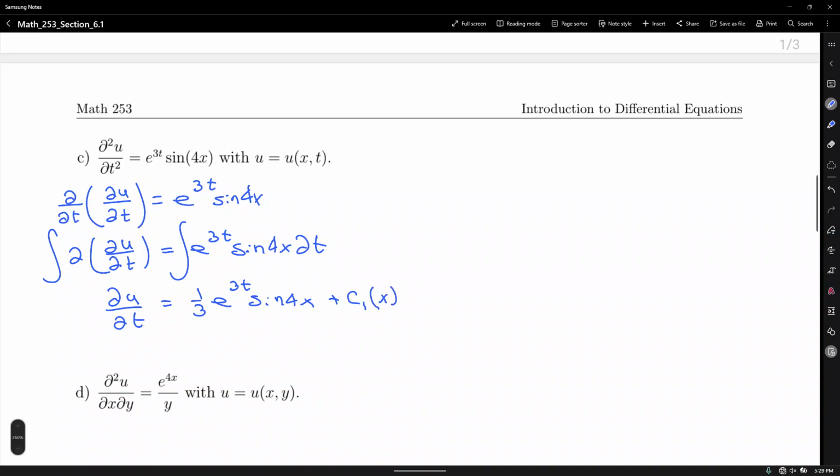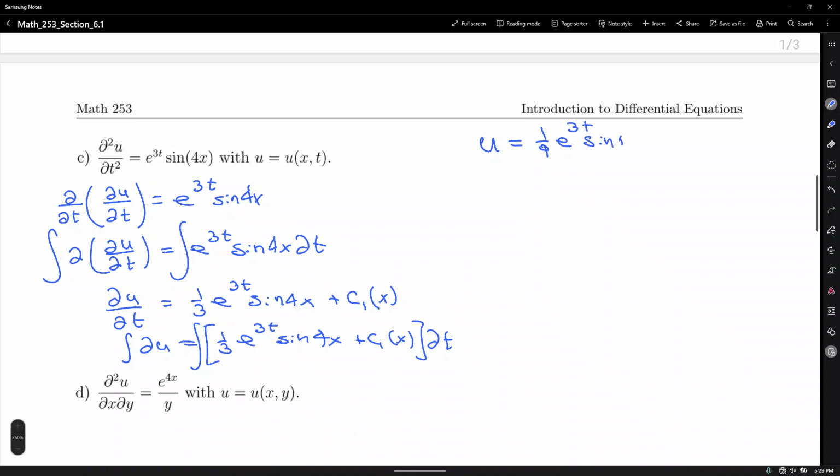So here we go. Let's perform the second integration. So partial u equals 1/3 e to the 3t sine 4x plus c1 of x dt. And then just integrate both sides. So the integral cancels the derivative. That's going to leave us with u equals, well, again, all we need to do is integrate the exponential. The integral of e to the 3t is another 1/3 e to the 3t, times the 1/3, that equals 1/9 e to the 3t.